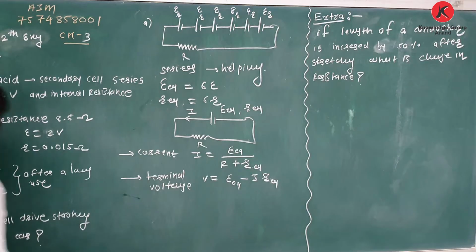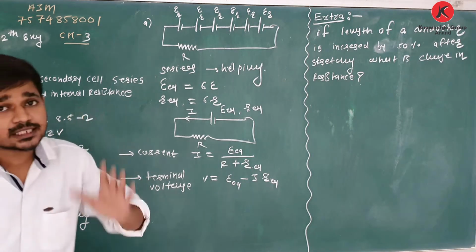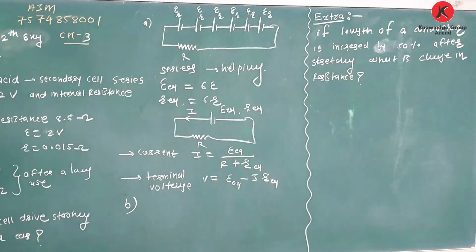What is question B? After a long use, the EMF of the cell drops to 1.9 volt and its internal resistance becomes 380 ohm. Obviously, resistance increases, so the current flowing from it decreases. Your question is, what is the maximum current drawn from that cell?